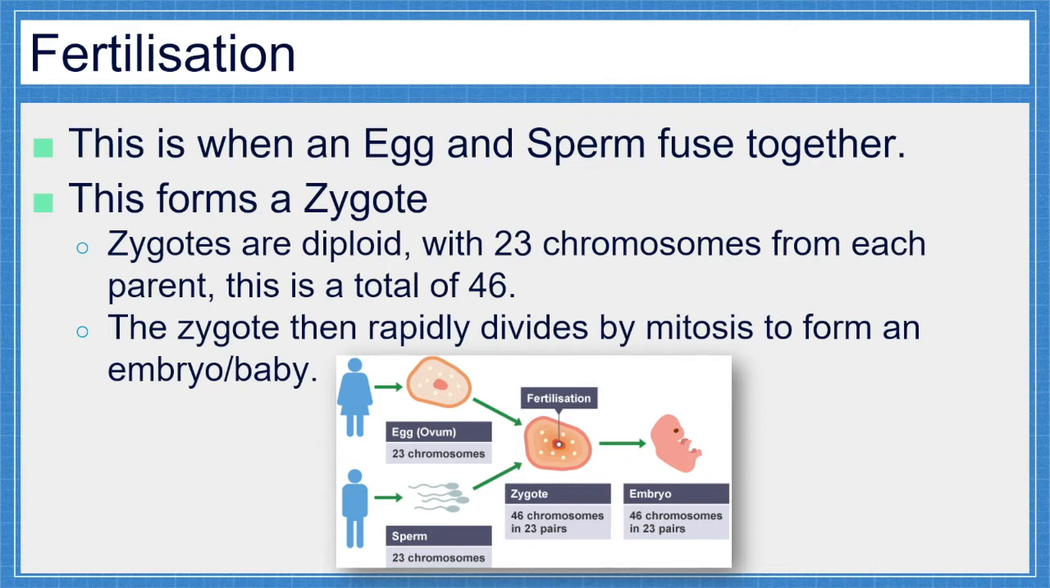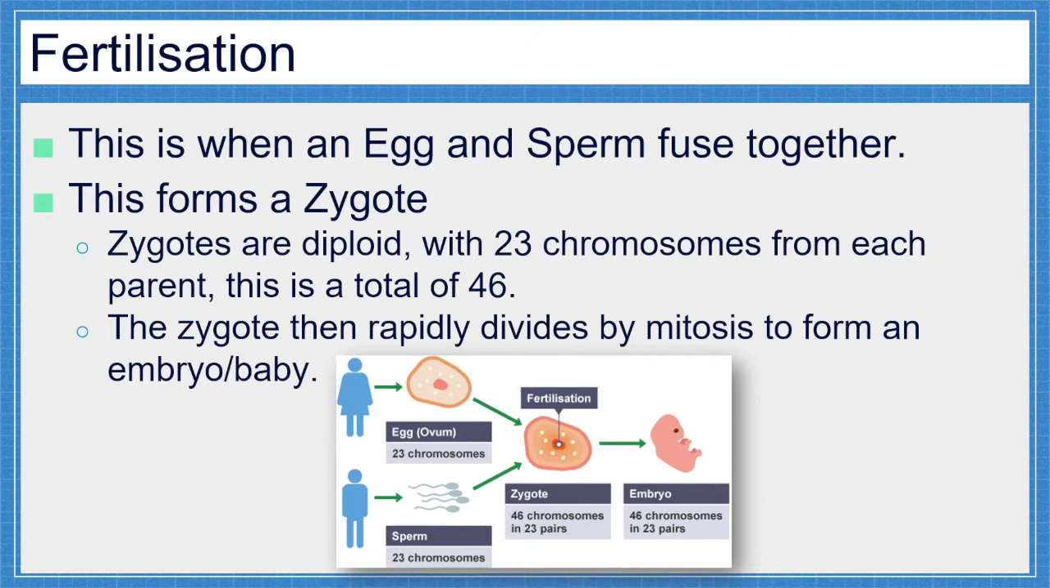It is a diploid cell, which means it has 2 of each type of chromosome. So that's 23 chromosomes from mum in the egg and 23 chromosomes from dad in the sperm, and that gives a total of 46 chromosomes. This is essentially now a somatic cell, and so it wants to make more somatic cells, so it's going to go through mitosis. Once the zygote is formed, it quite rapidly starts to divide through mitosis, forming an embryo and eventually a baby.